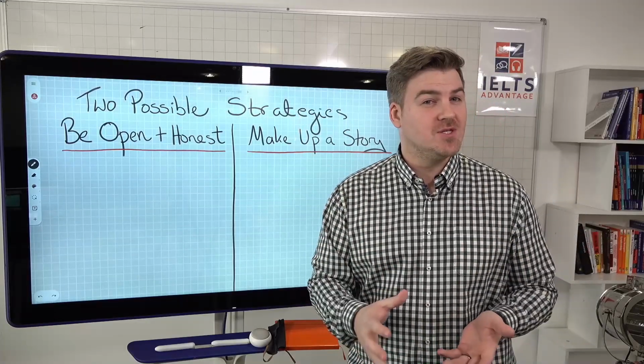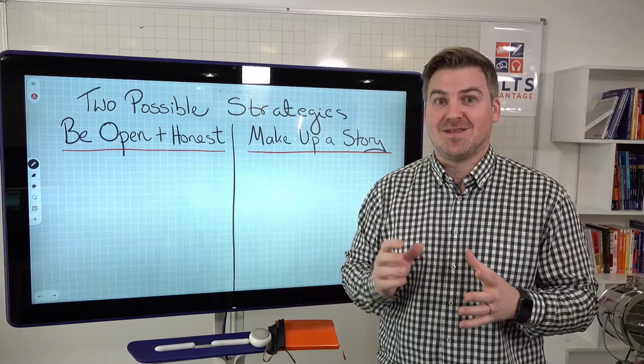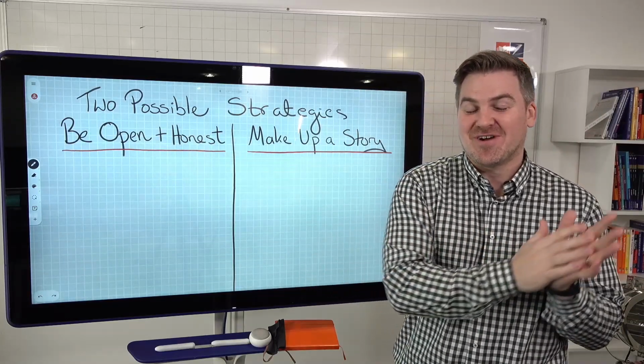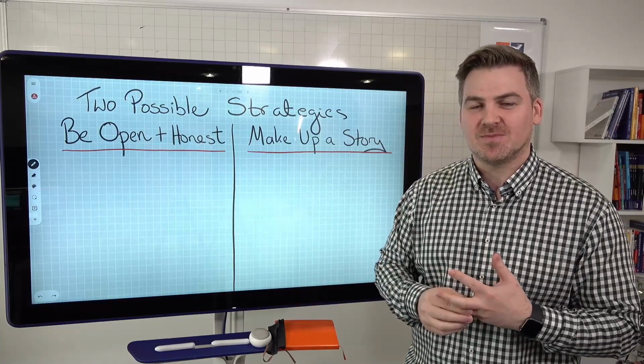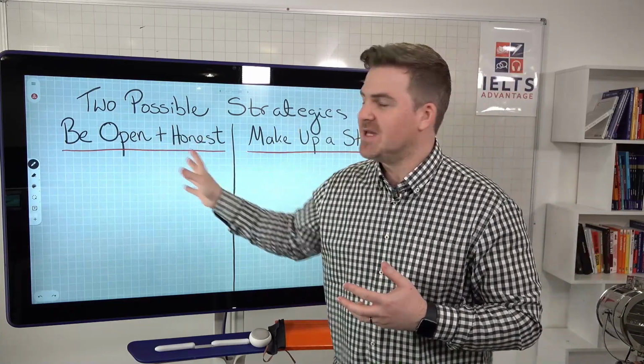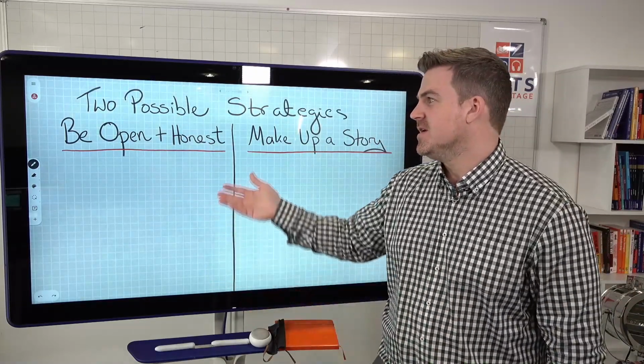Remember, you're not being judged on one answer. You're being judged on the whole thing. And it's impossible for every question to be like, I know nothing about that. So just be open and honest about it. But there's 2 ways that you can do that. One very effective way and one that's not effective.